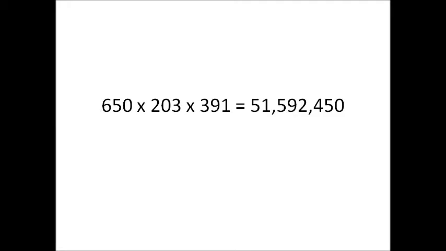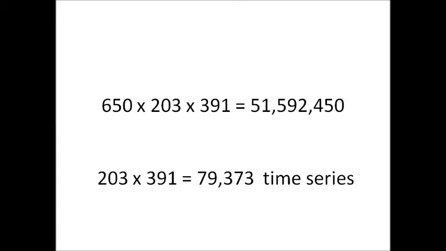So overall, that means there are 51 million numbers in that data set. And even if we were just to look at each time series plot individually, there would still be almost 80,000 time series. And this is why we need automated methods to detect these anomalies.